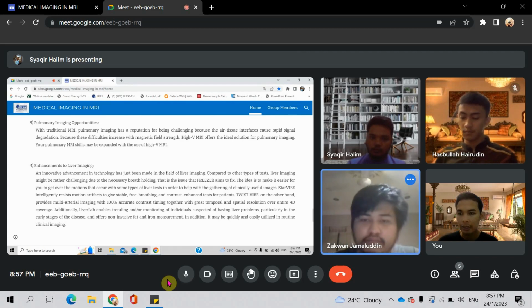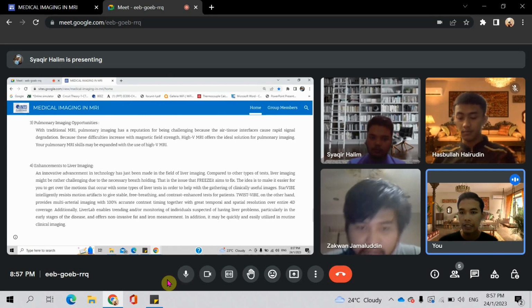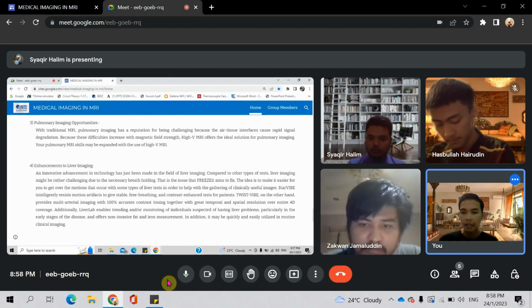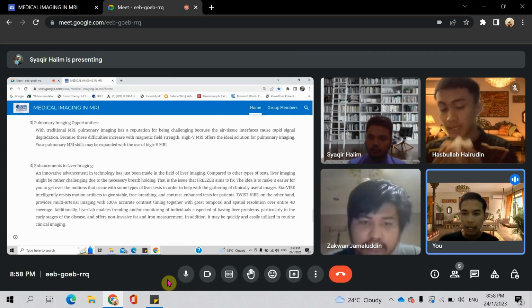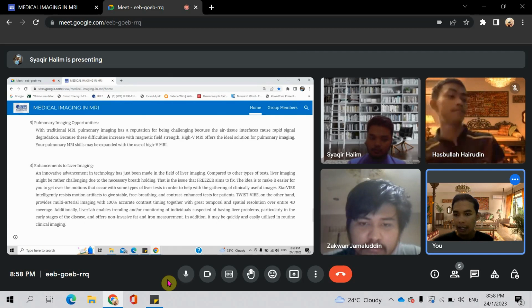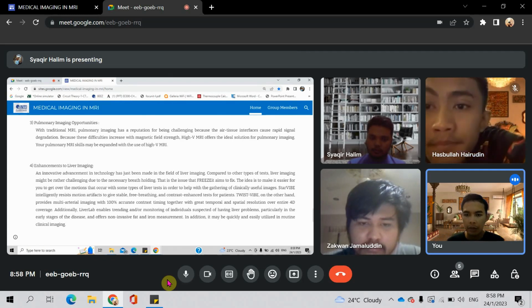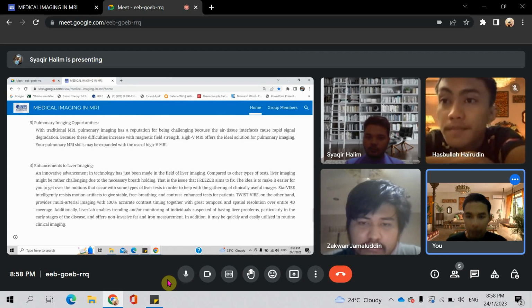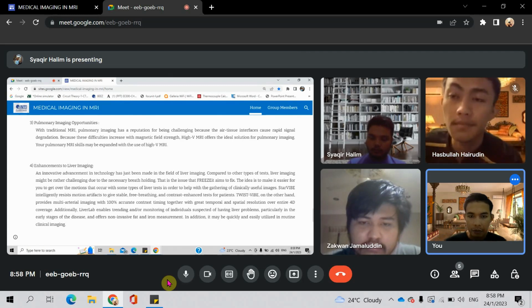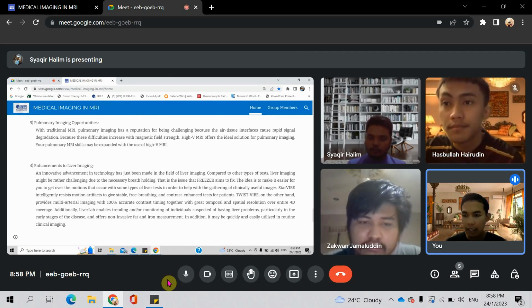StarVIBE intelligently resists motion artifacts to give stable, free breathing, and contrast enhanced tests for patients. TWIST-VIBE, on the other hand, provides multi-arterial imaging with 100% accurate contrast timing together with great temporal and spatial resolution over entire 4D coverage.